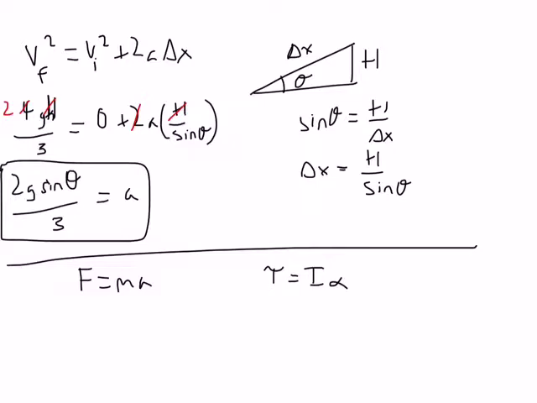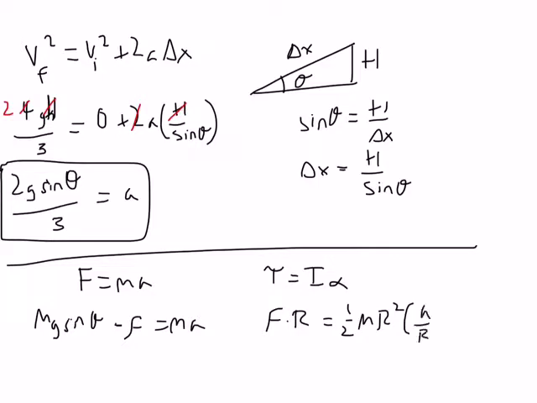Well, the net force, and this one will be the down the incline path. So you'll have mg sine theta, which is the weight of gravity pulling down the incline, minus the force of friction, equals ma. And the net torque is only due to friction. So friction times r equals 1/2 mr squared, and then a over r.